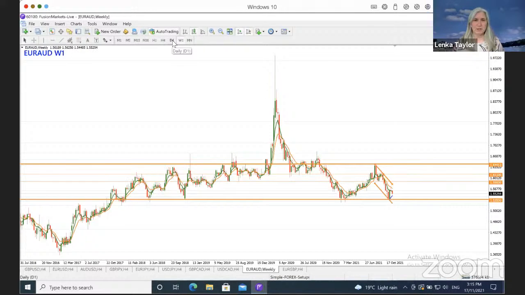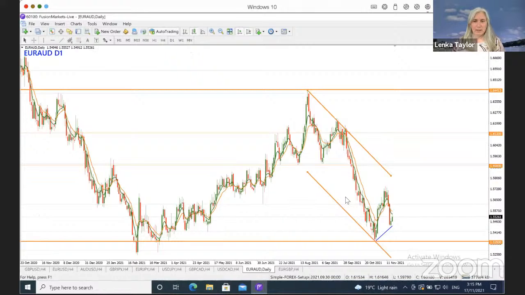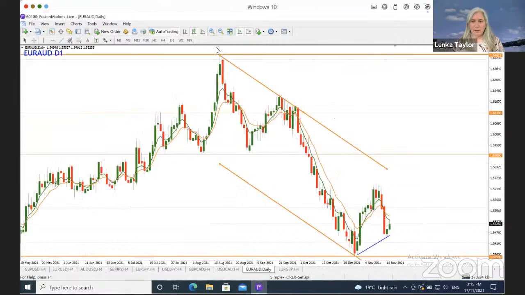So this is more of a ranging strategy, right? Not every strategy is a trend trading strategy. It depends how that currency pair behaves over a certain period of time. So on the daily, we had that bounce there, came up and is coming back.